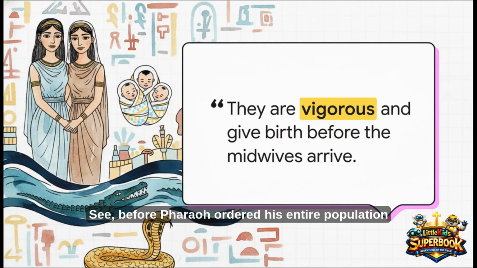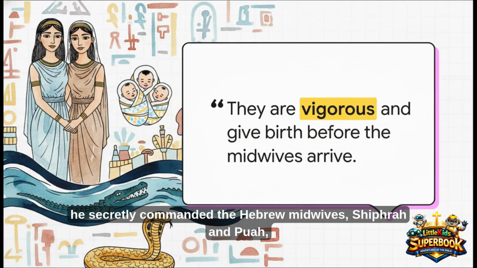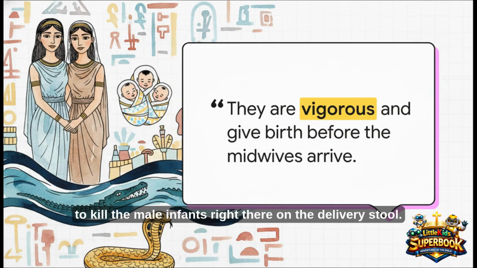See, before Pharaoh ordered his entire population to throw baby boys into the river, he secretly commanded the Hebrew midwives, Shiphrah and Puah, to kill the male infants right there on the delivery stool. But these midwives feared God way more than they feared the most powerful man on earth. They completely defied his orders and just let the boys live.